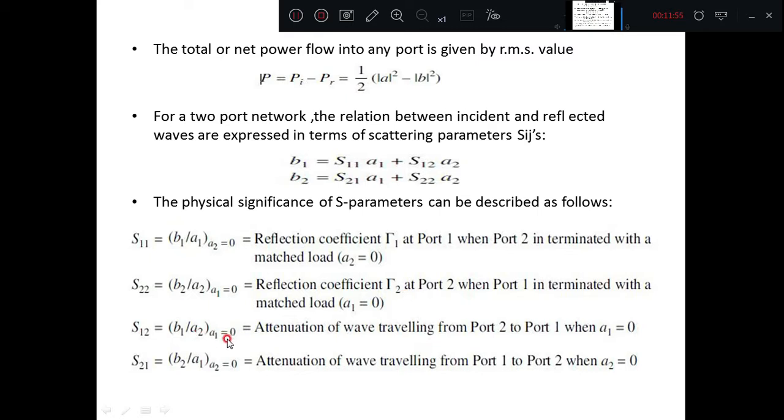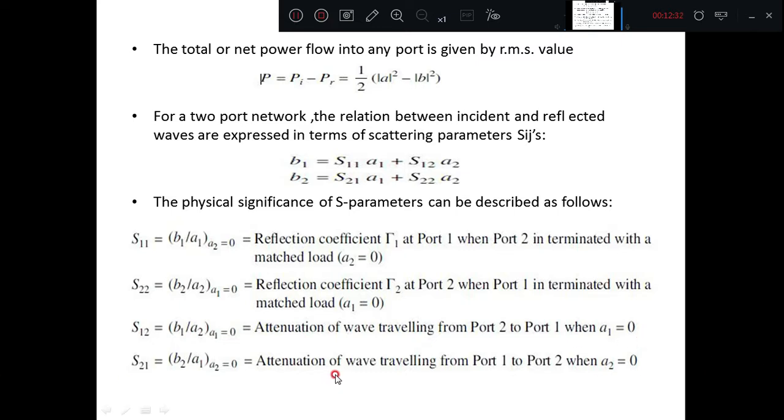Now make A1 equal to 0 in the first equation. What you will get? S12 is equal to B1 divided by A2. So B1 divided by A2 is known as the attenuation of the wave traveling from port 2 to port 1. So when the wave is traveling from port 2 to port 1, how much power is lost, how much signal is attenuated, with A1 made 0.